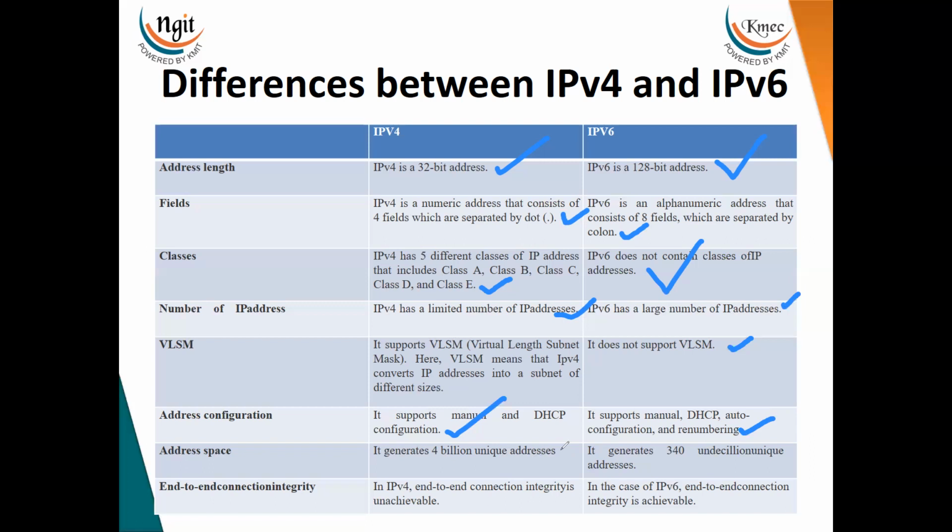The address space for IPv4 is only 4 billion unique addresses, but for IPv6 it is unlimited. In IPv4, end-to-end connection integrity is unachievable, but with IPv6, end-to-end connection integrity is achievable.